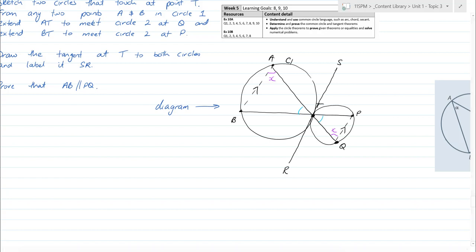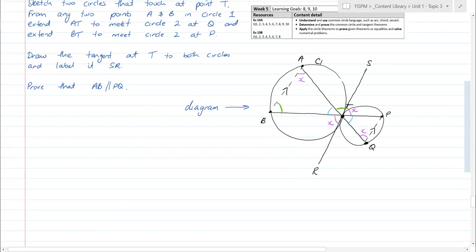And I'm also going to recognize that this is equal to that. Alternate segment theorem, sorry. And that means that this is actually equal to X. So that's nice. Oh, if that's equal to X, then this is equal to X. And if that's equal to X, then the other one's equal to X. They are a bunch of alternate angle theorems with a vertically opposite in the middle. This is actually pretty easy.